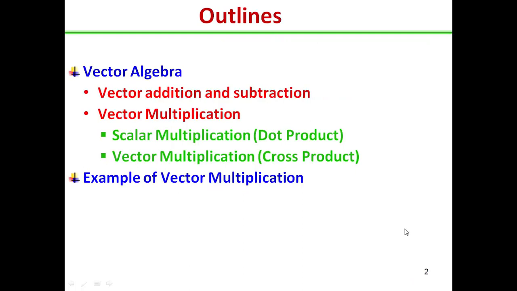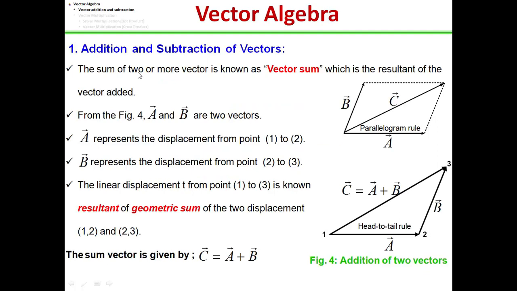First, we will discuss how to add and subtract two vectors. For addition of two vectors, we have to take two vectors and find the resultant. We can find the sum with two methods. First is the parallelogram rule and the other one is the head to tail rule. Now I will discuss how the parallelogram rule is used for finding the sum of two or more vectors.